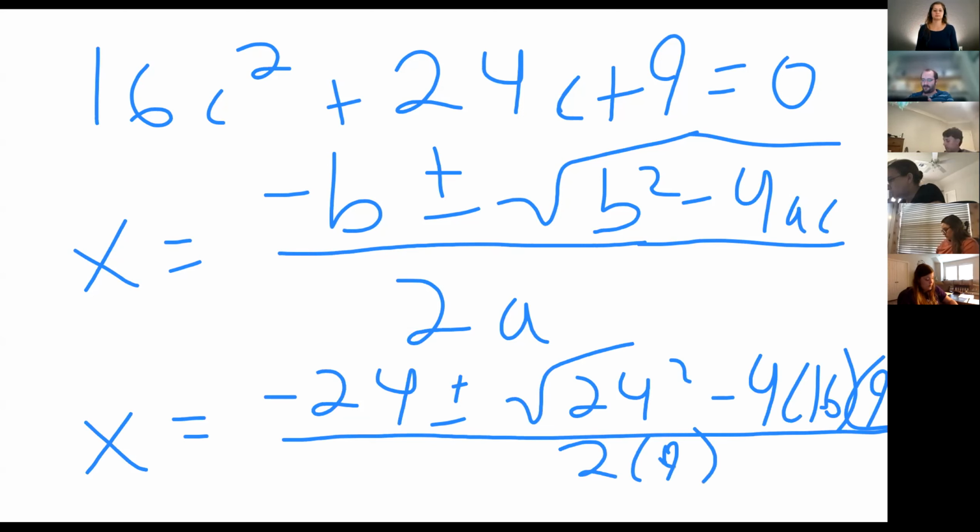2 times a, is that what we're doing on bottom? Yes. What is my a? Oh, wait, never mind. That's where I messed up. So it's 16. Yep. So minus b is minus 24, and then we're going to do 24 squared. I really should extend this radical. 24 squared minus 4 times 16 times 9.